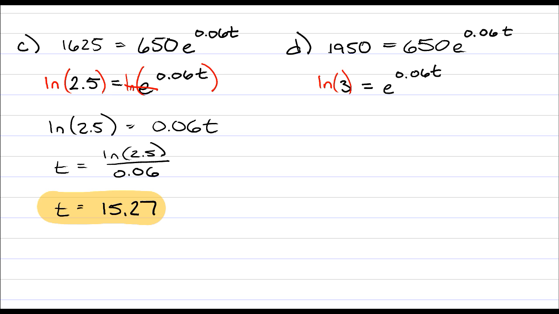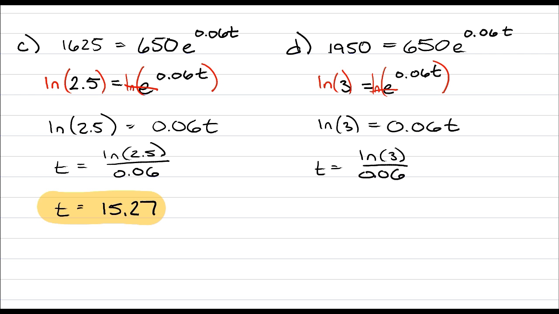So I take the natural log of both sides, just like in the previous parts, and I get ln of 3 equals 0.06t. t is the natural log of 3 divided by 0.06. So t is 18.31.